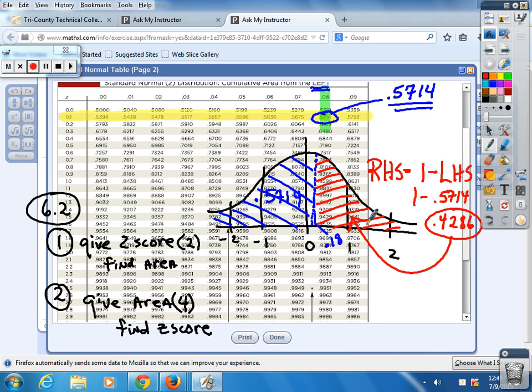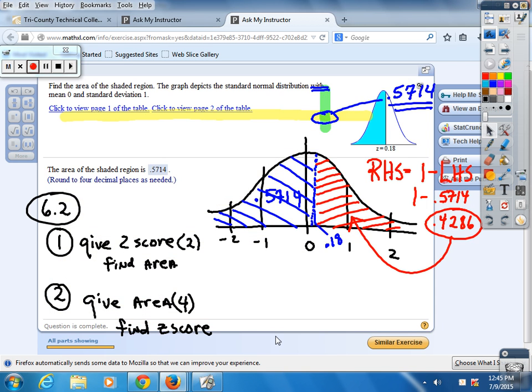So let's take a look at our handy-dandy question and see what it says. The graph depicts, find the area of the shaded region. So it wants this, so that's 0.5714, and that's the answer.